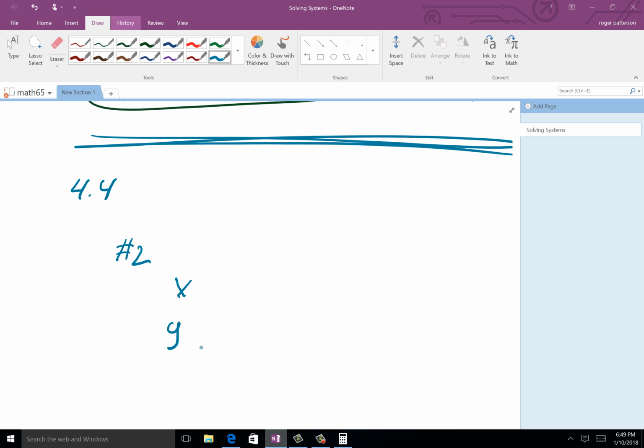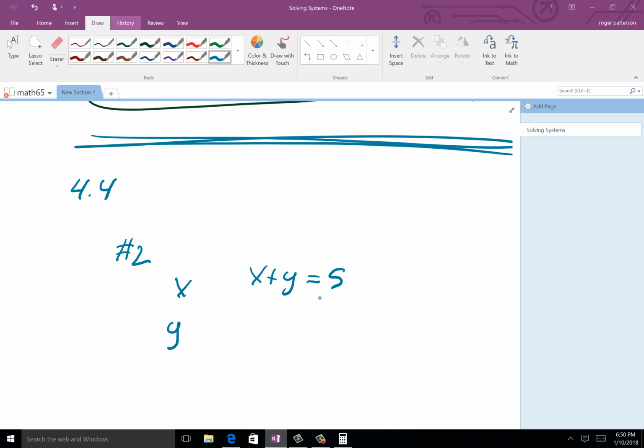The sum of two numbers is 5. Okay, so how could I write an equation to represent that? x plus y equals 5. Yeah, x plus y equals 5, right? Because sum means add. So that's the first sentence. So that's how I'm going to attack these. These first three are all the same thing.